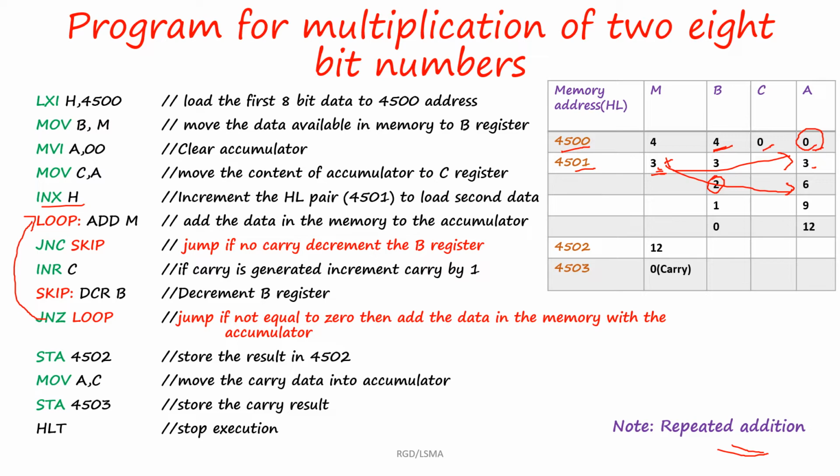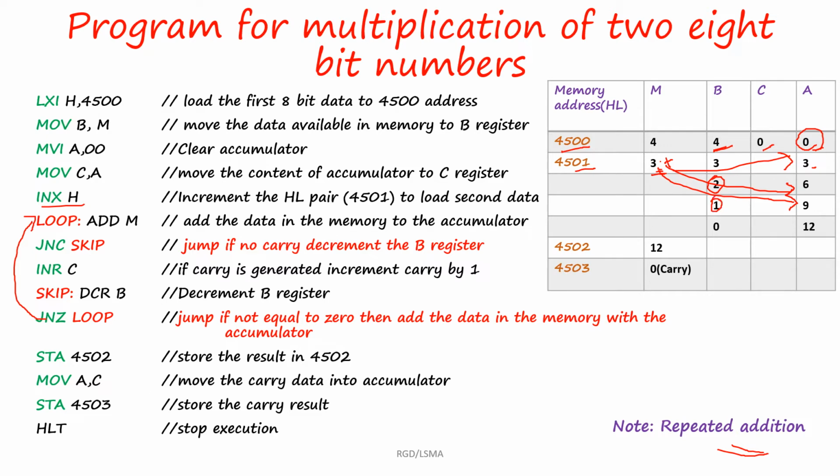So you can go to the loop here and again you add the data available in memory with the accumulator value. So what is the data available in the memory? The data available in the memory is 3. Okay, and what is the accumulated data? The accumulated data is 6 now, right? So if you add 6 plus 3, you will get the value of 9. That is the third step. Clear? Again you do jump if no carry. Okay, go to the skip and decrement your B register. You are decrementing your B register by 1, so it becomes 1 now.